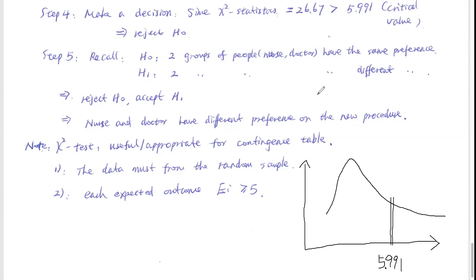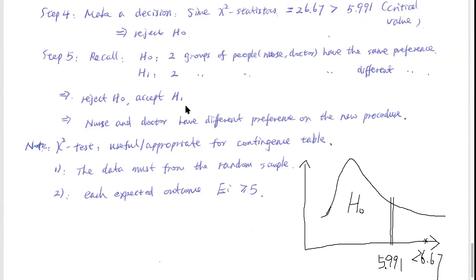Where is our data? Our data from the calculation is 26.67. It's somewhere here, 26.67, right? So we know the data from the sample is further away from the center. What's the center? Remember, the center is H0. So the center is H0. What does that mean? That means the center is not right, because the data is further away. 26.67 is further away from the center. So we are going to reject H0, and accept H1.